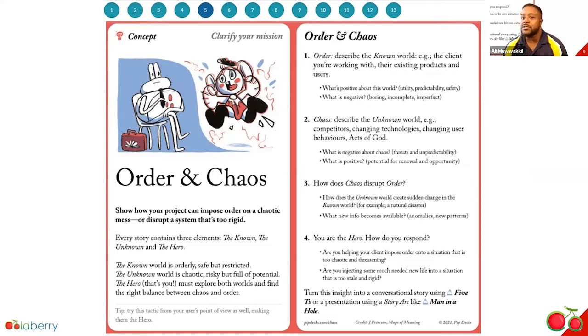How does chaos disrupt order? Okay, I could be fired from my job that I just got. You were the hero. How did you respond? Okay, the whole project is based on the application that he created to get the results to end up getting the project. So this is how I kind of put the order and chaos into the storyline.